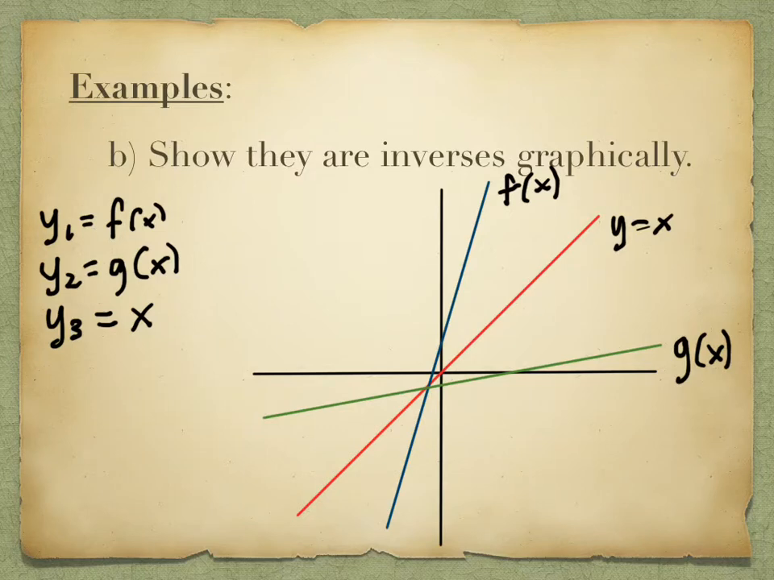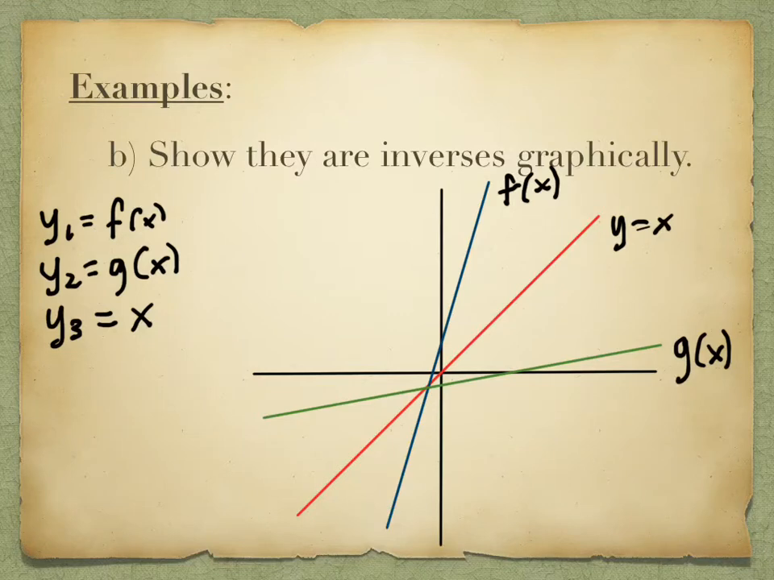Now, this isn't the best one to tell this on, but it's not too bad. If you take a look at this, I want you to imagine folding your calculator screen or folding my iPad screen along the red line. If you folded the screen along the red line, what do you notice happens with the green and the blue? Yeah, they line up. They would land on top of one another, right?